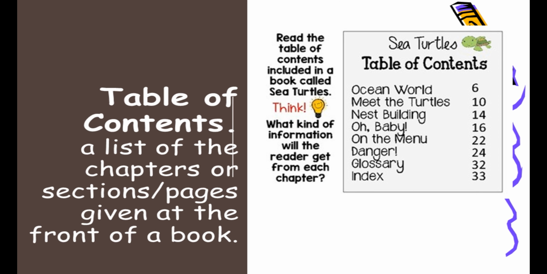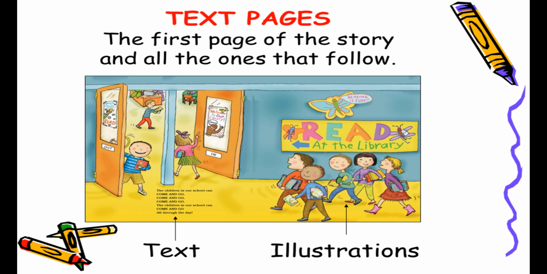Then the table of contents. The table of contents is a list of the chapters or sections, with pages given at the front of a book. Next are the text pages. This is the first page of the story and all the ones that follow. It includes text and illustrations.